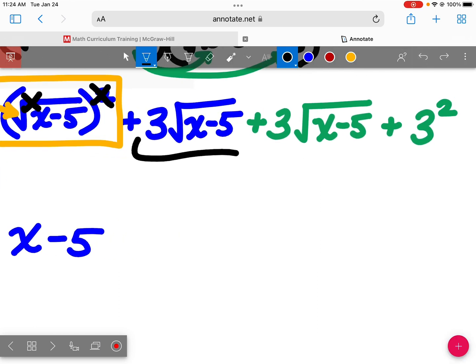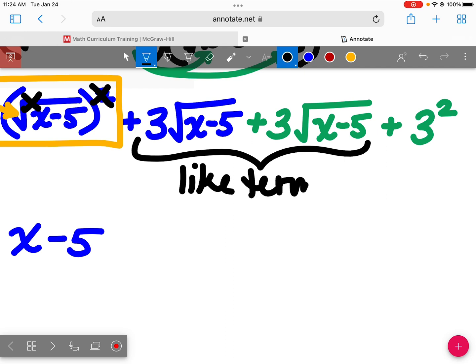What do we know about these two terms in the middle? They are the same. These are like terms, so we can combine them. How do I know if something is a like term when it has a radical? What am I looking for to know whether or not it's like terms? What things do they have to have in common? The index has to be the same. What else has to be the same in order for them to be like terms? The radicand, the part under the radical.